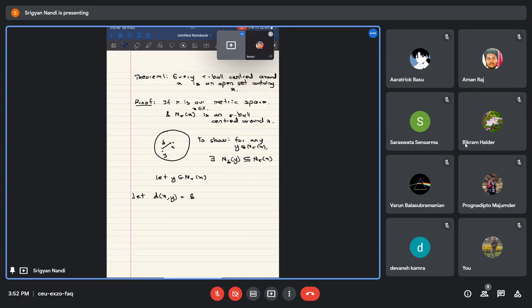So if we suppose that the distance between x and y is delta, then if we let epsilon be equal to (r minus delta) divided by 2, in that case, we will have that N_epsilon(y) is another open ball containing y, and it is completely contained inside N_r(x). Since r minus delta is basically the distance between y and this fictitious boundary that we have drawn, if we halve that, the open ball of that radius will never escape that boundary. So once we draw that open ball, it's completely contained within the original open ball that we wanted it to be in. So we come to the conclusion that every r-ball centered around x is an open set containing x.